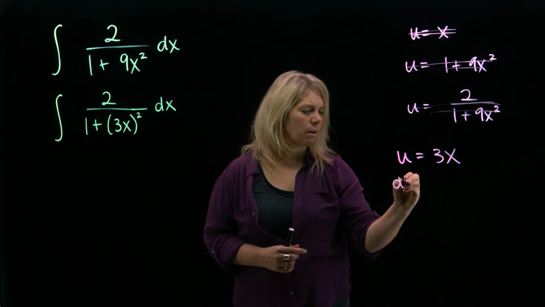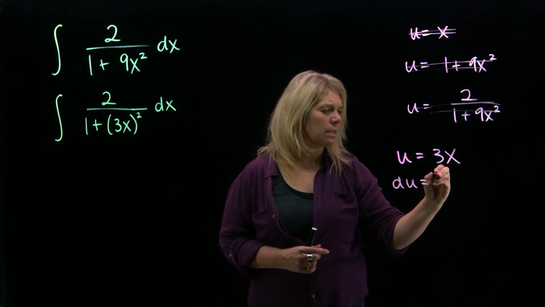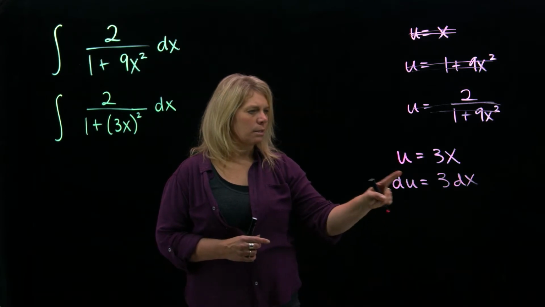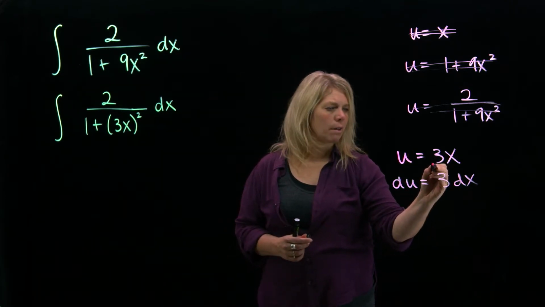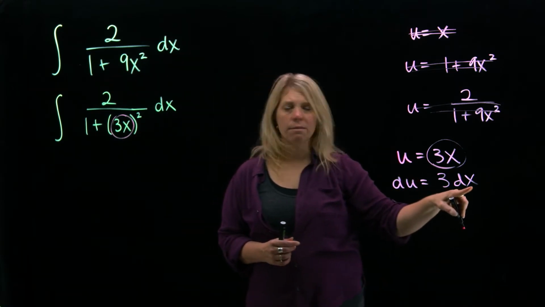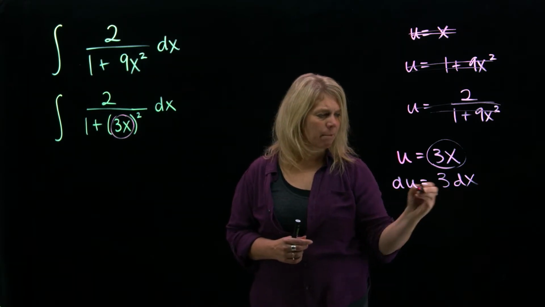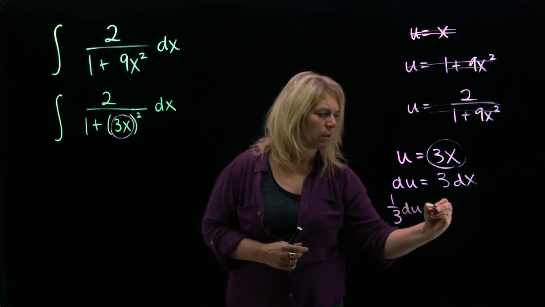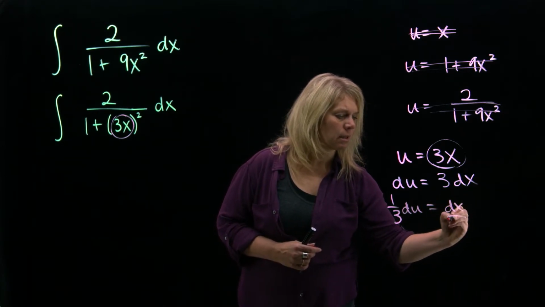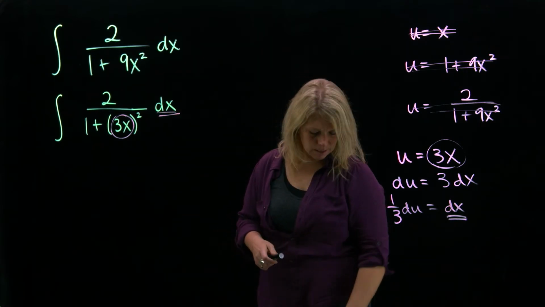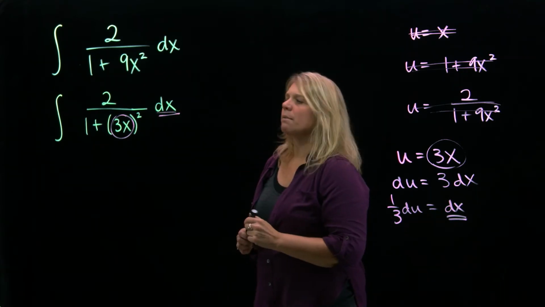All right, so if u equals 3x, then my du is 3 dx. I start matching things up. I have a 3x. I don't have a 3 dx, but I can manage that by dividing through by 3. So 1/3 du equals dx. My dx matches with my dx over here. And then I can make my substitution.